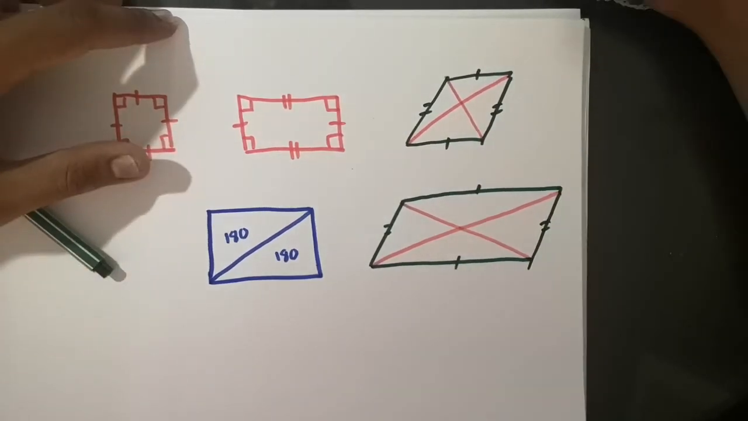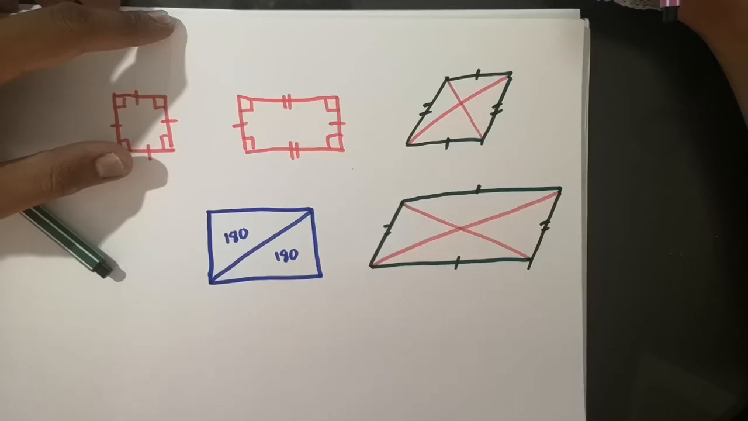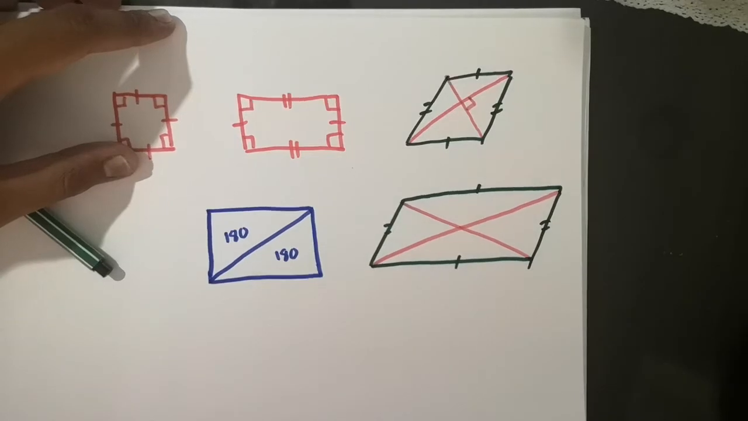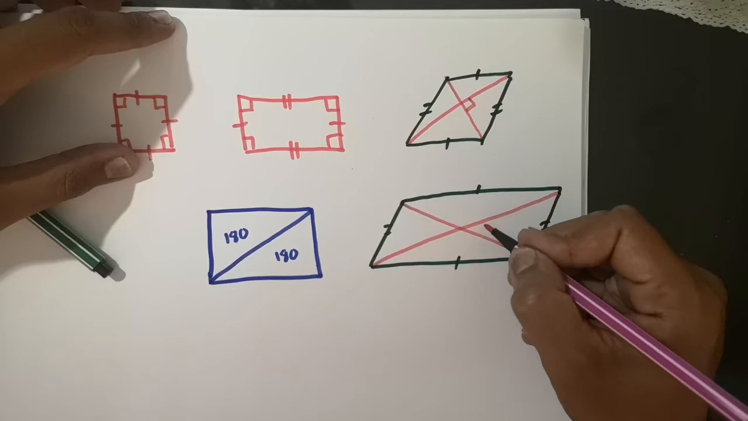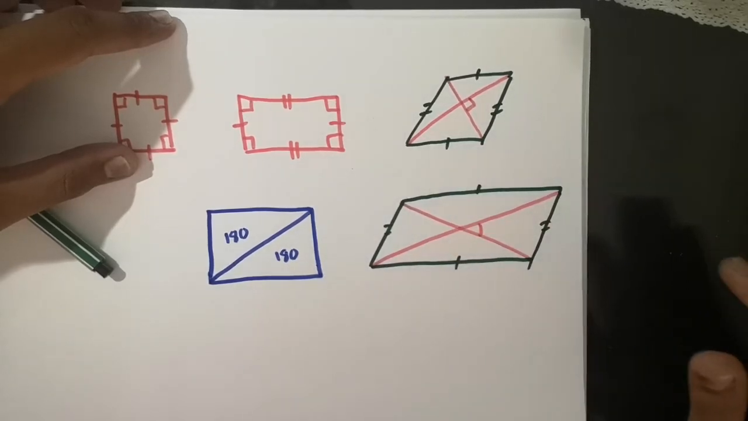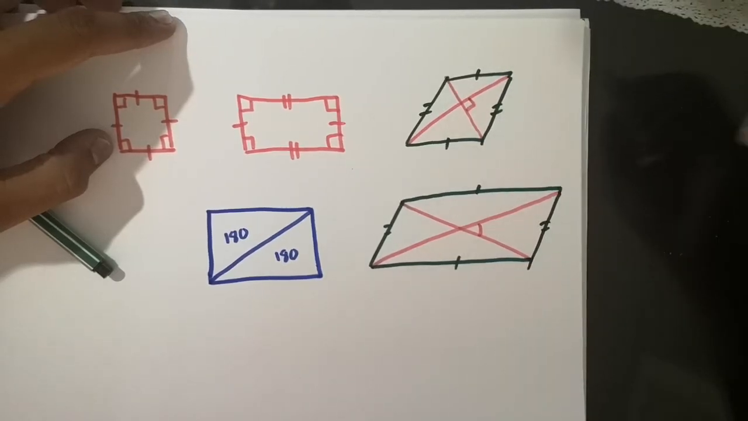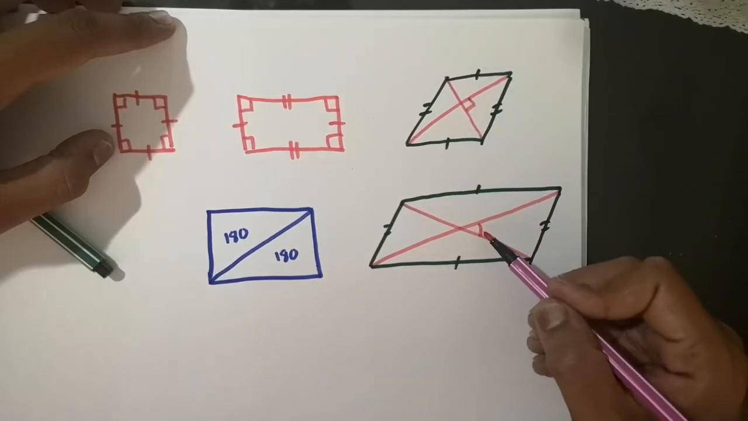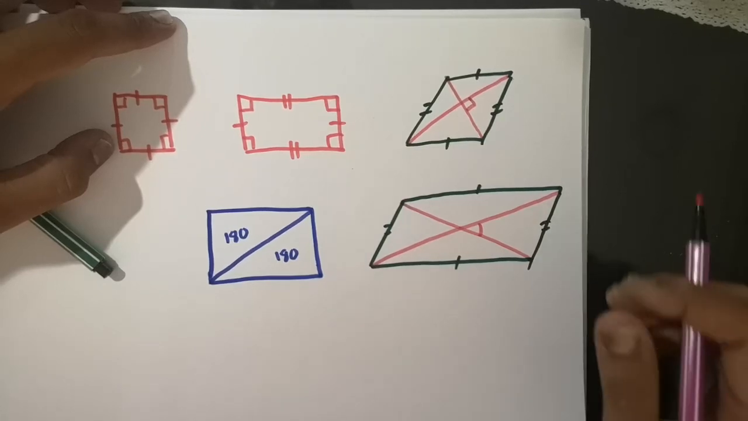The difference between a parallelogram and a, not a trapezium, sorry, a rhombus is, this one will make up 90 degrees. Okay? But for a parallelogram, this one doesn't make up 90 degrees. That is the distinct difference. Rhombus makes up 90 degrees here. Parallelogram doesn't make up 90 degrees here. That's the first thing that you need to know.